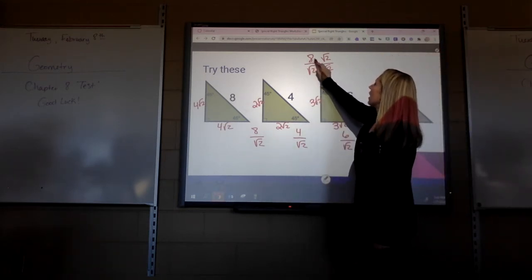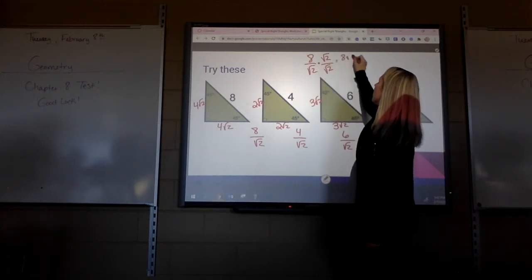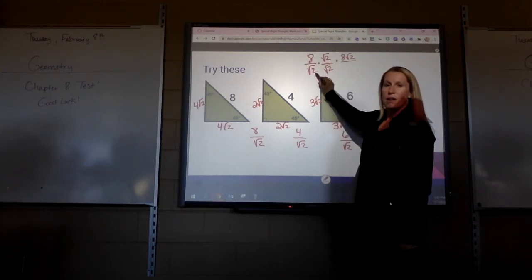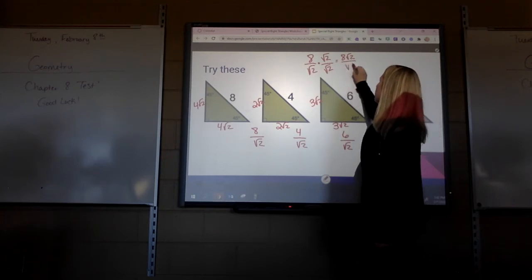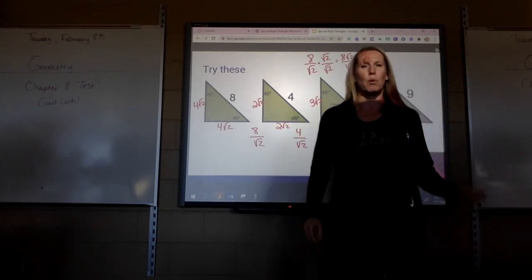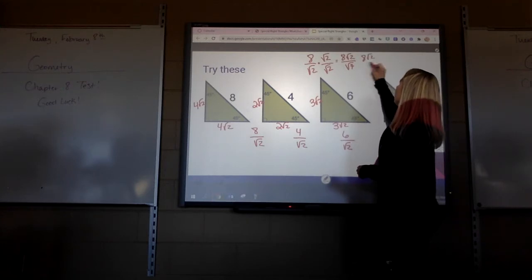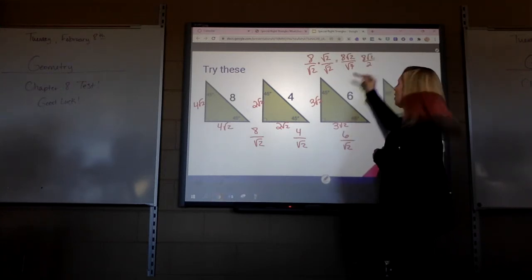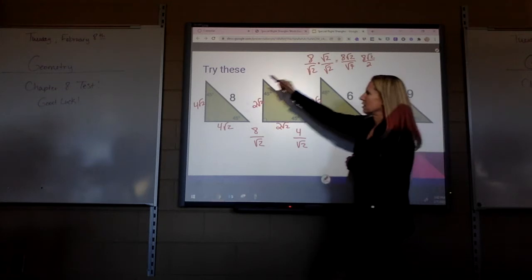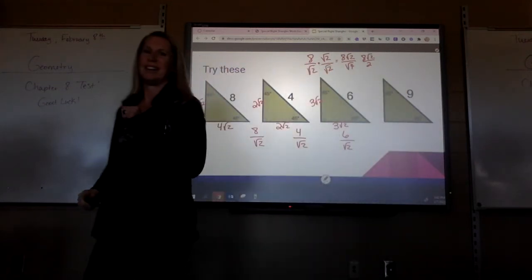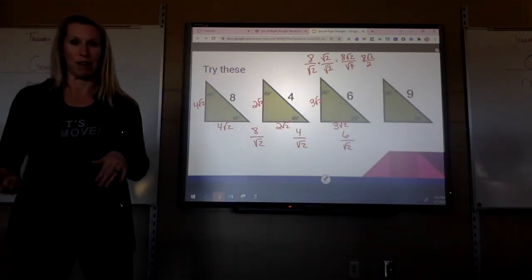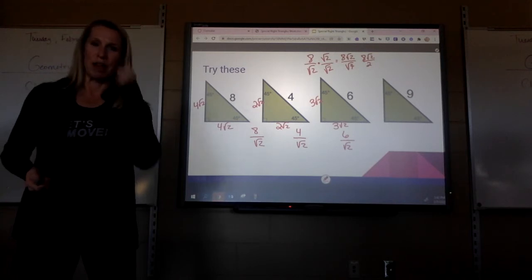So I would be left with 8 times radical 2, which is 8 radical 2. And then radical 2 times radical 2 is radical 4. But what is the square root of 4? Well, it's 2. How many times does 2 go into 8? 4. So that's why it's half the number with a radical 2. So if you can just remember that.